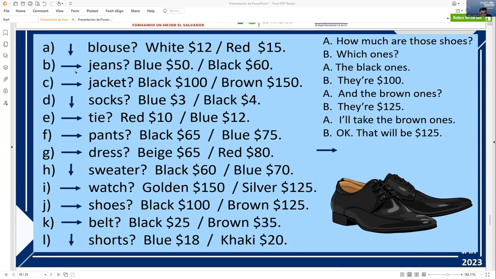This blouse, those jeans, that jacket, these socks, that tie, those pants, that dress, this sweater, that watch, those shoes, that belt, these shorts.